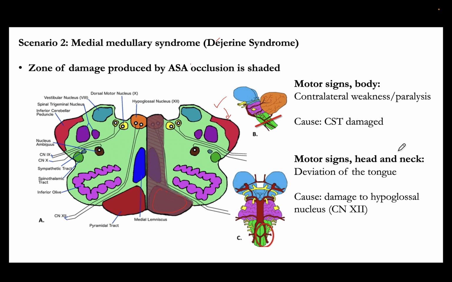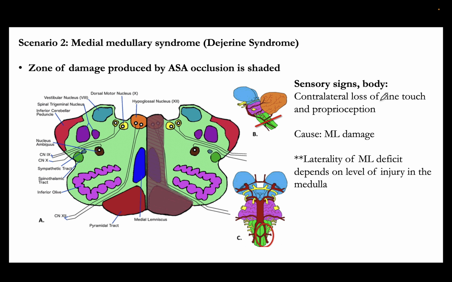The most obvious motor sign of the head and neck is deviation of the tongue, and that's due to damage of the hypoglossal nucleus. That is right here, EC, since we're in French. And this damage to the hypoglossal nucleus causes paralysis of ipsilateral body of genioglossus, which results in deviation of the tongue to the ipsilateral side.